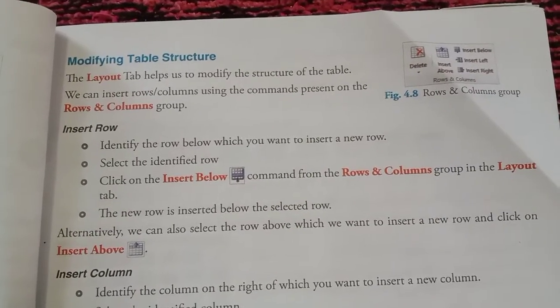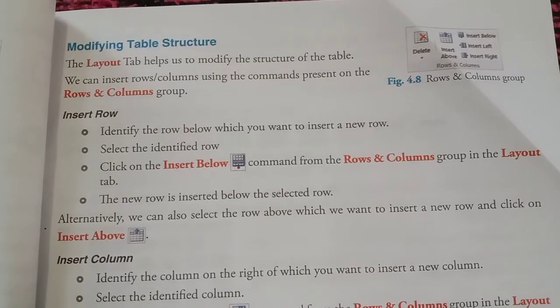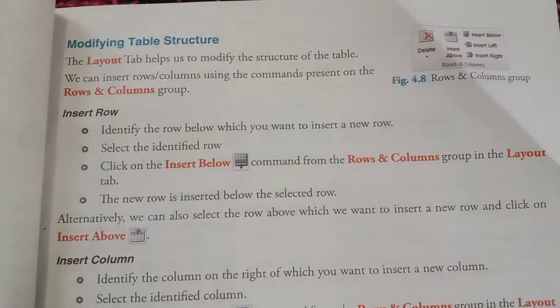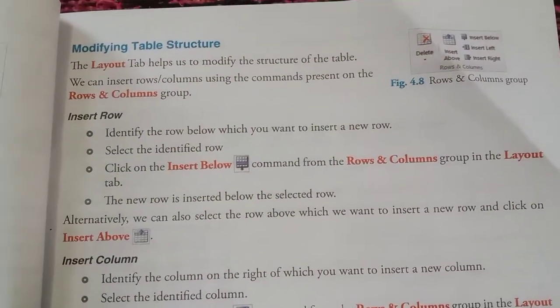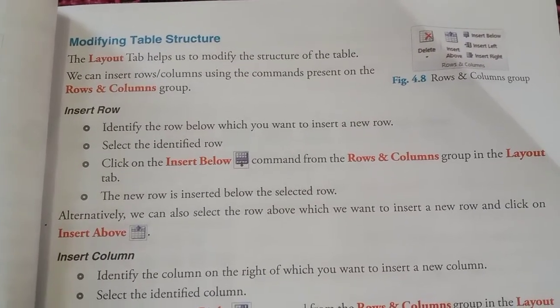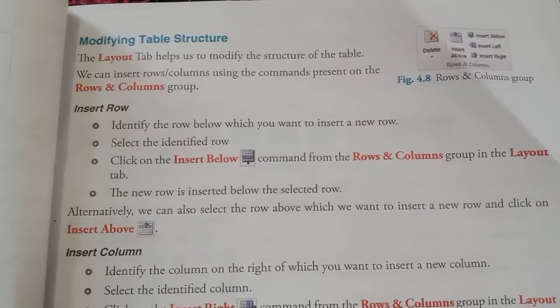To delete any row or column, what you need to do is select that row or column, or select a cell in that row or column which you want to delete. First of all, you have to go to the Layout tab. In the Rows and Columns group, click on Delete.